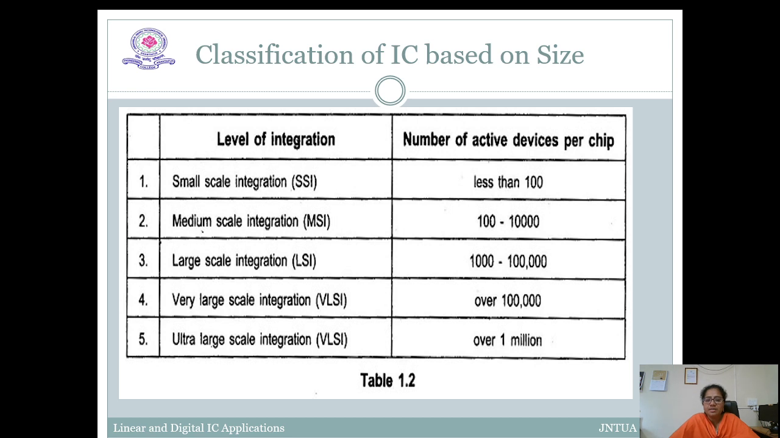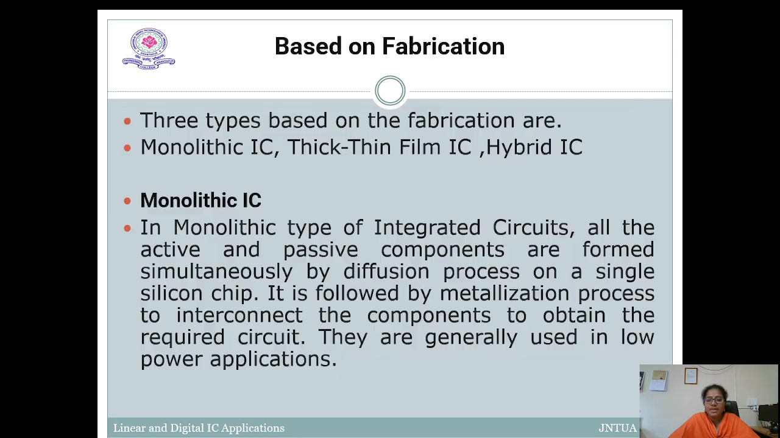So small scale integration is less than 100, medium scale integration 100 to 10,000, large scale integration 1000 to 1 lakh, very large scale integration over 1 lakh. Ultra large scale integration is also there, where over 1 million devices are fabricated in that one. Based on the fabrication, there are three types: the monolithic, thick and thin film, and then hybrid IC.